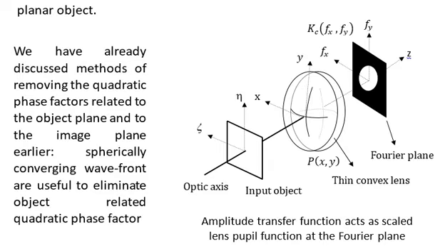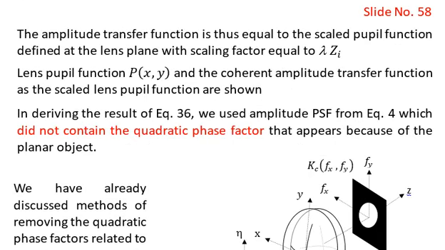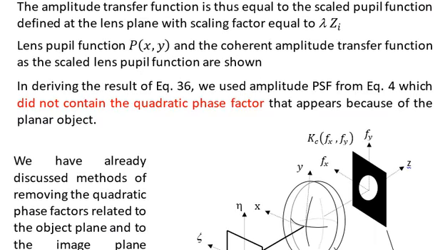In the Fourier plane we have also shown a transfer function, which is the capital Kc as a function of fx, fy. So the clear aperture at the Fourier plane is actually a representation of the transfer function of the system, because only those frequencies which lie within the clear aperture will pass through the system. The rest of them, lying in the black region, will be blocked. In deriving equation number 36, we used the point spread function from equation 4, which did not contain the quadratic phase factor that appears because of the planar object.